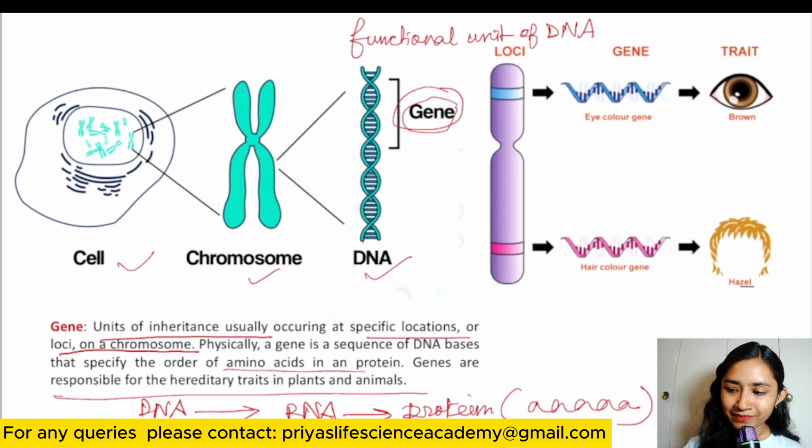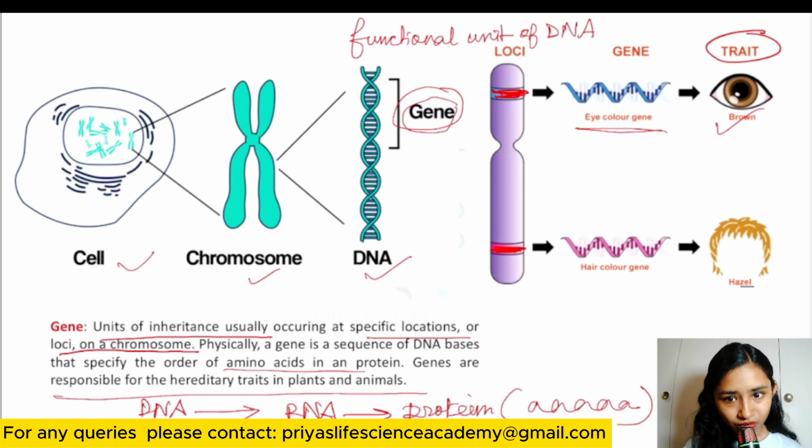Okay, for example, you can see this is a chromosome, and here is the location of one gene. Here is the location of one gene. This is known as the locus, or in plural loci. So this gene is responsible for the eye color. This gene is responsible for the brown eye color. So this is known as the trait. Trait is known as features or characteristics.